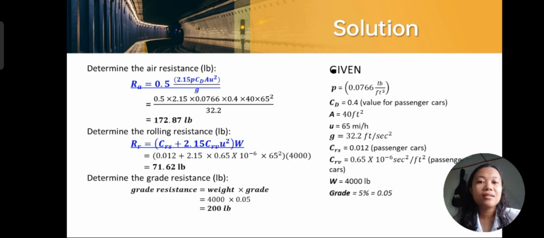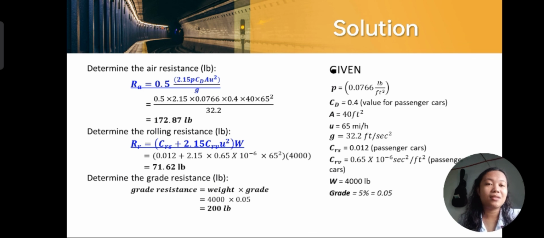And next, the last resistance that we need to compute is the grade resistance, which is simply given by the formula weight times grade. So weight is 4,000 times the grade. Since the grade is 5%, we need to convert it. So 5 divided by 100 gives us 0.05, and then 4,000 times 0.05 is equal to 200 pounds, which is the grade resistance.